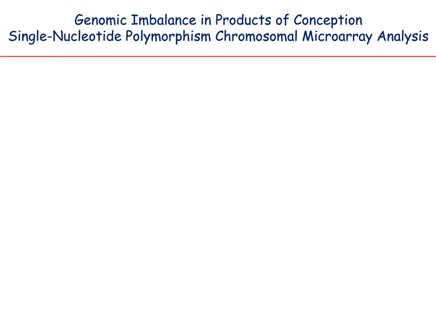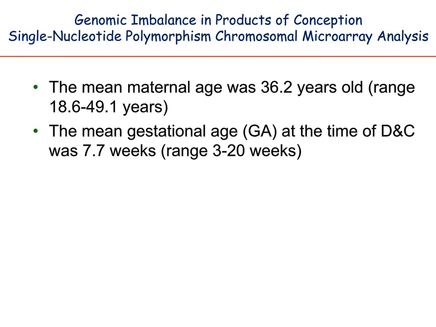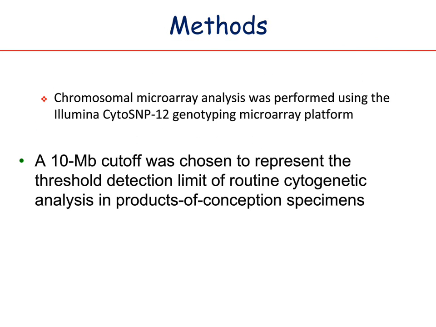The mean maternal age was 36.2 years, but you do see quite a diverse range from just over 18 to just under 50. The mean gestational age at the time of D&C was about 7.7 weeks. And again, we included only those that were not classified as stillbirth, in other words, those that range from 3 to 20 weeks of gestation. The Illumina CytoSNP-12 genotyping microarray platform was used for the microarray analysis.